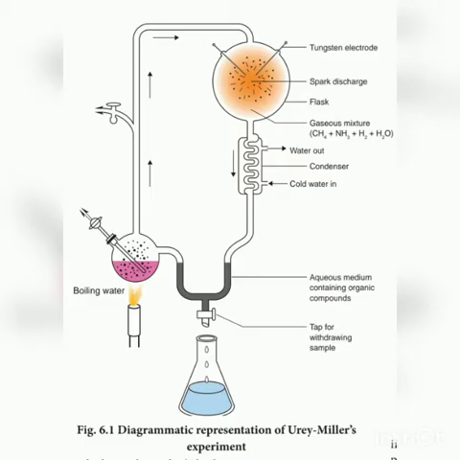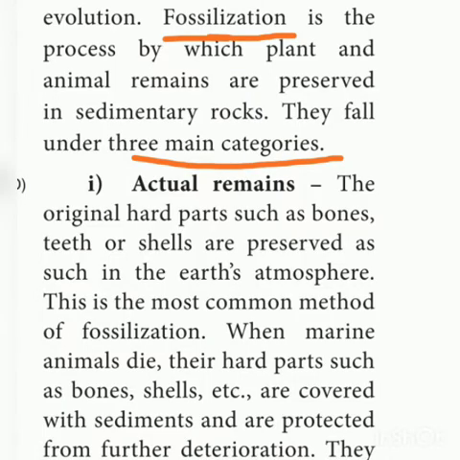And there are various evidences for biological evolution. The first evidence is paleontological evidence. What is meant by paleontology? The study of prehistoric fossils. What is meant by fossilization? Fossilization is the process by which plant and animal remains are preserved in sedimentary rocks.